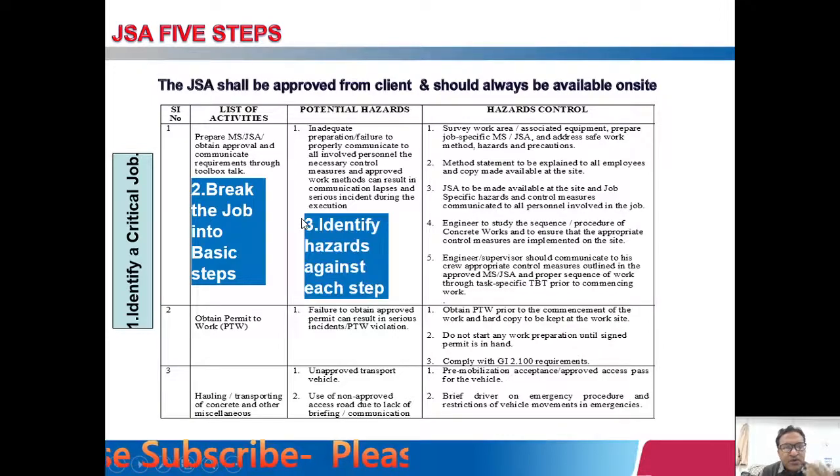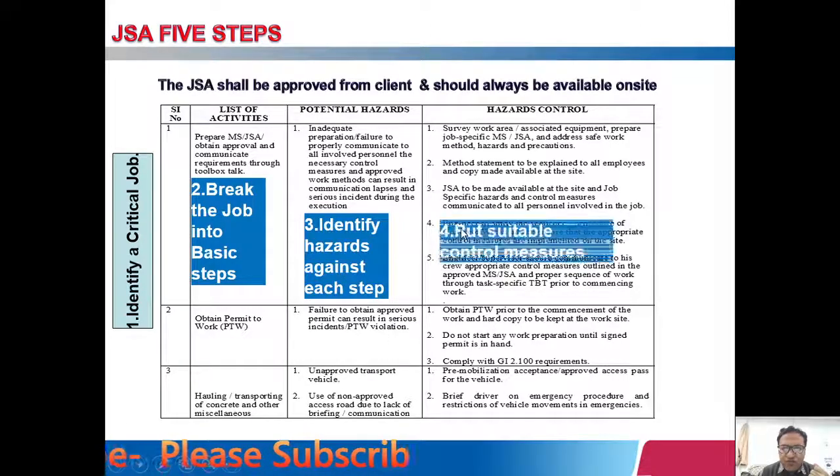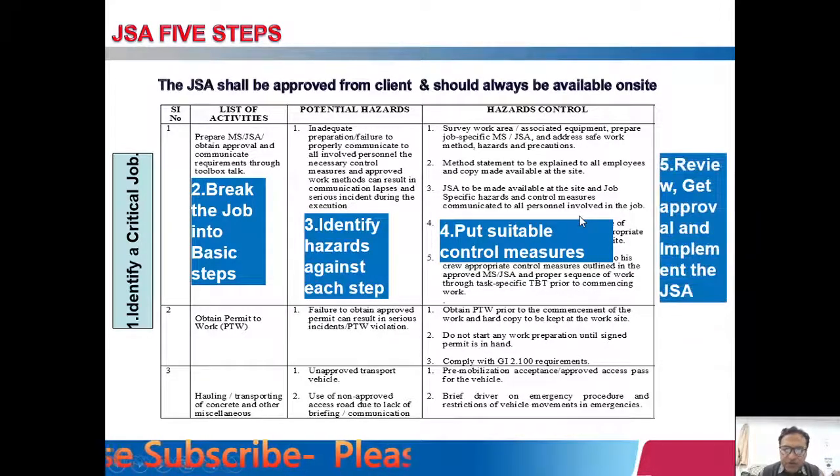In the third step, we have to identify hazards against each step. The hazards are identified in this column, as you can see. In the fourth step, we have to put suitable control measures. And at last, we have to review, get approval, and implement the JSA on site.